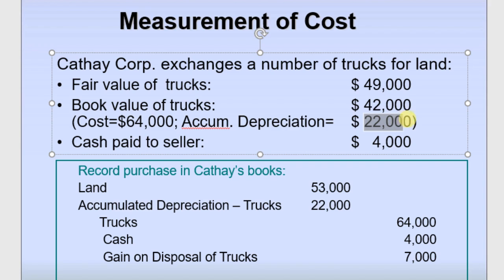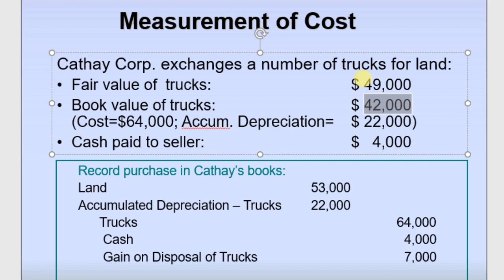Take away accumulated depreciation of 22, and the book value is 42. So right away, let's look at the calculation and say, did we have a gain or a loss? Because remember, the fair value standard means you do calculate and record your gain or loss. So the fair value is 49 and the book value is 42. The difference is $7,000 in our favor, so in fact we do have a $7,000 gain on this exchange.